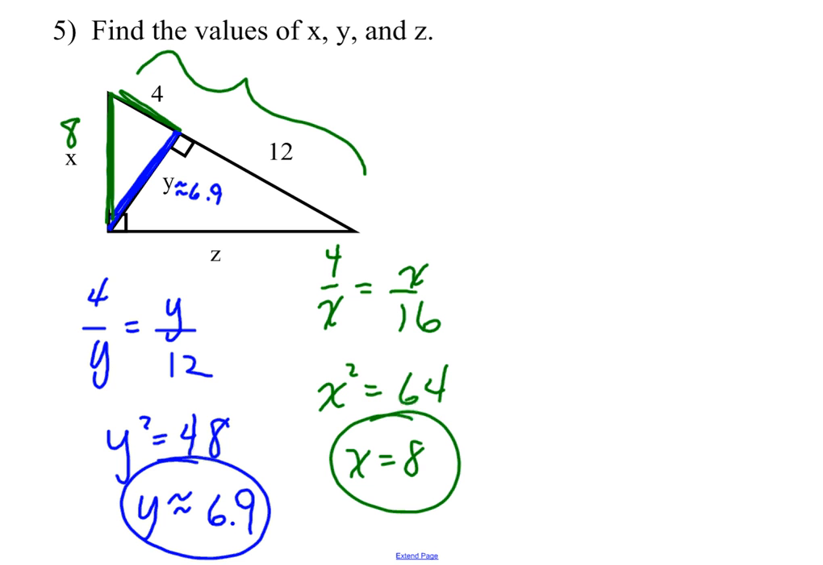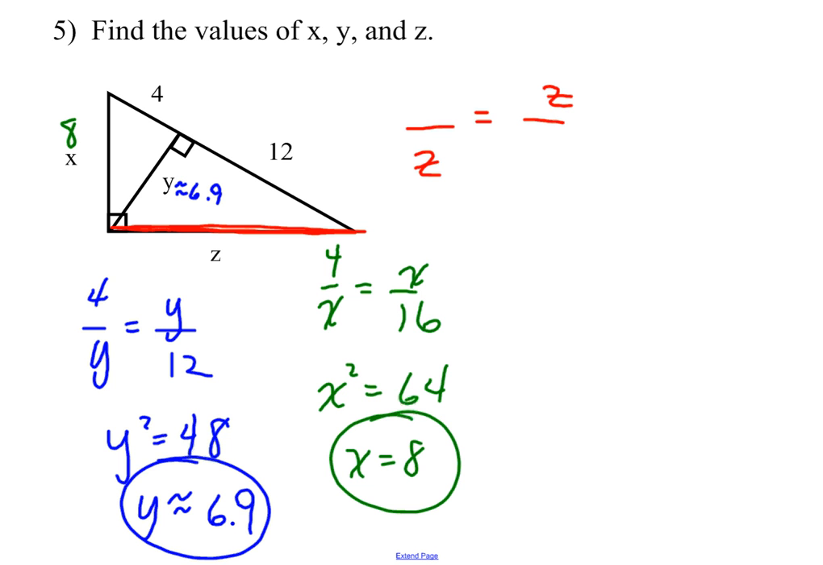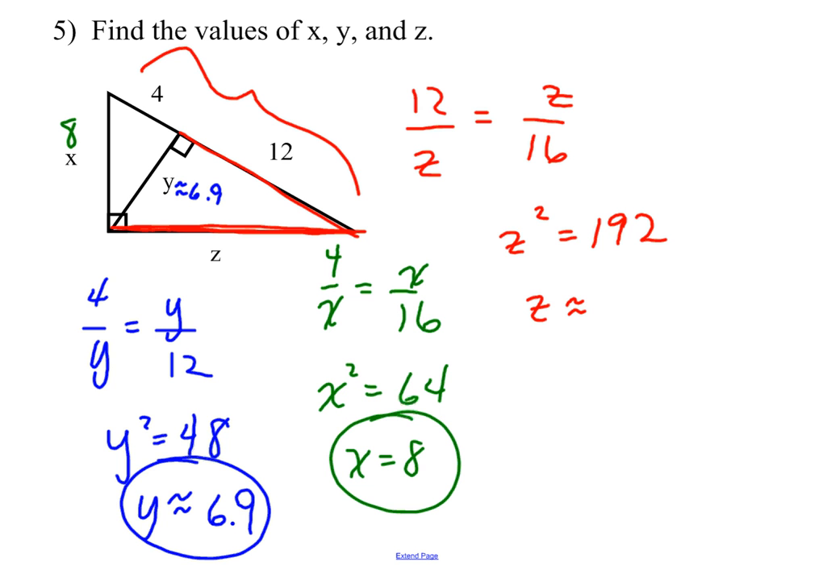And if I look at the last one, I'll get rid of this. This is getting a little messy here. Let's find z. z is a geometric mean between the piece next to it, the 12, and the whole thing. So when I cross multiply, I get z squared is 192. Take the square root, and it's approximately 13.9.